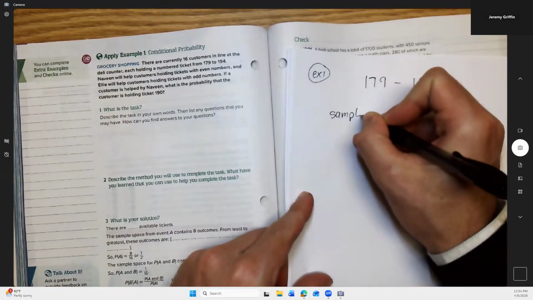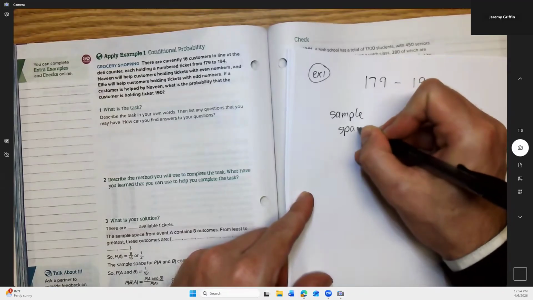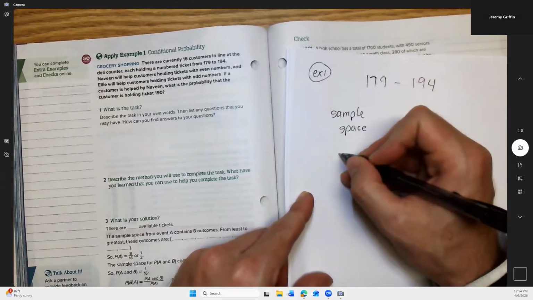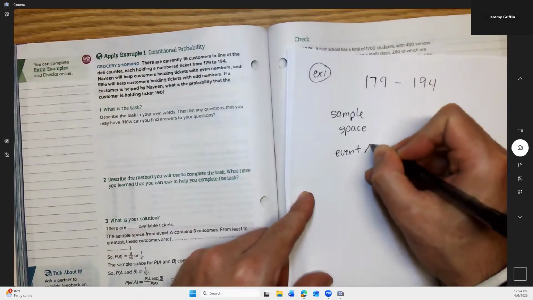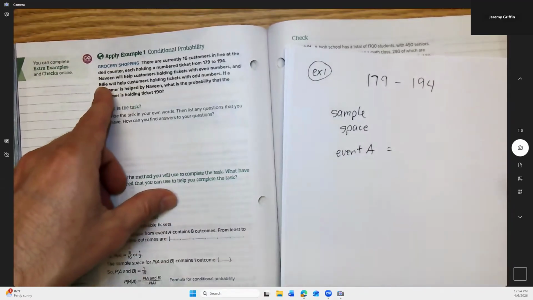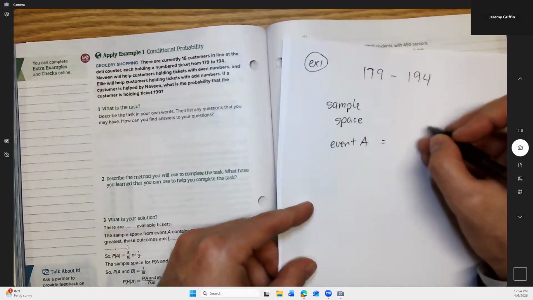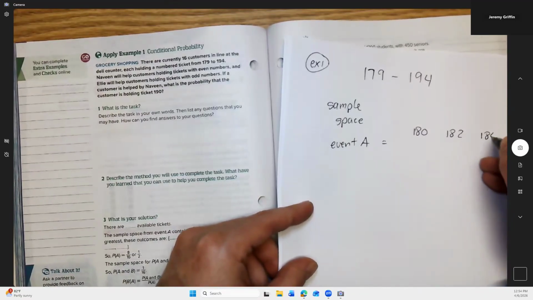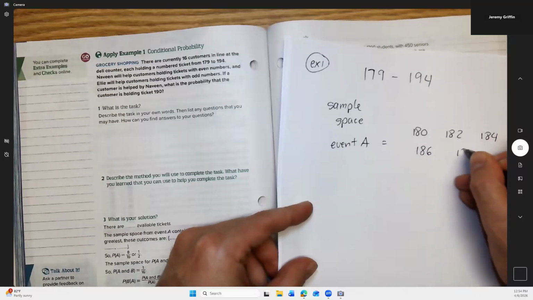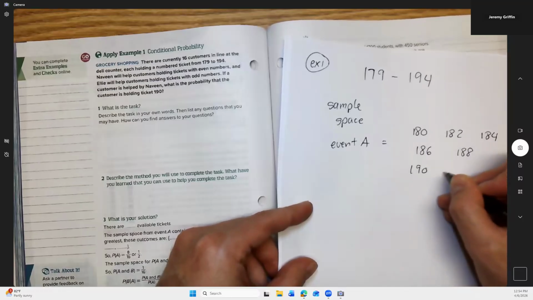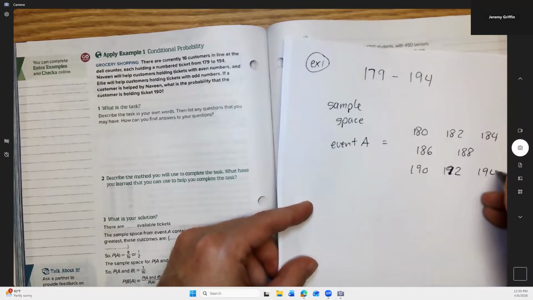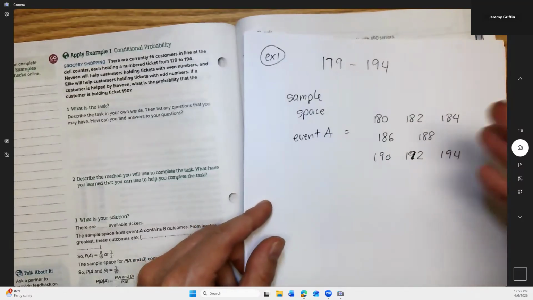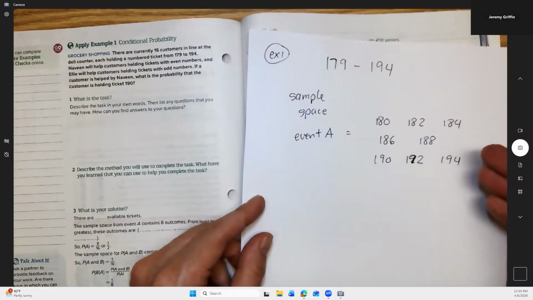So the sample space for event A. Event A is you're helped by Naveen, hence you would have an even number. That could be ticket number 180, 182, 184, 186, 188, 190, 192, and 194. So Naveen is helping out the customers specifically with this list of tickets. It looks like 8 people here.